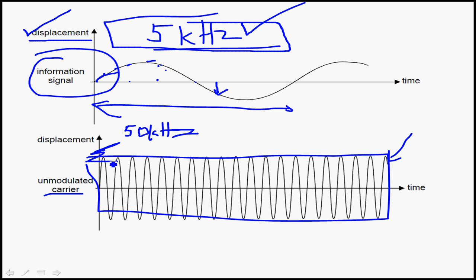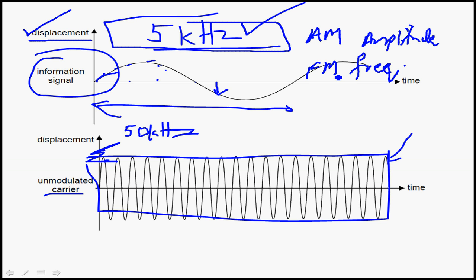So we need to change the properties of the carrier wave, and there are two things you can change. You can change the amplitude, or you can change the frequency. Hence you have two types of modulation, AM or FM, which is amplitude modulation or frequency modulation. Now which signal are you sending? Are you sending the information signal or the carrier wave? You're going to send the carrier wave. You have to send the carrier signal.